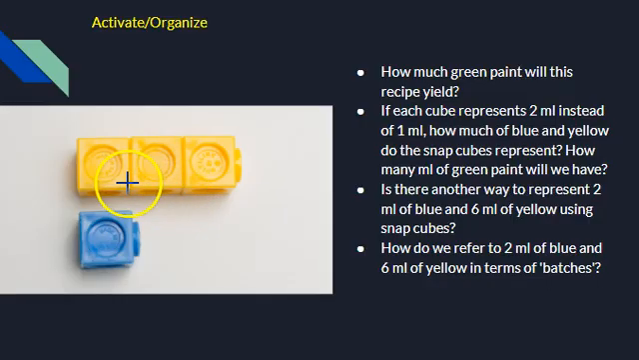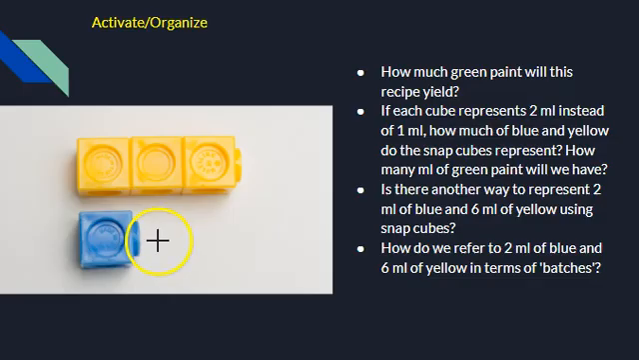What about if each cube is 2 milliliters? How many milliliters of paint do we make that way? Well, let's see. I'd have 2, 4, 6, 8. 8 milliliters. Why is that? Well, each one of those being worth 2 would give us a total of 8 at the end. Is there another way that I could do this to show 2 milliliters of blue and 6 milliliters of yellow? Well, I could get a total of 6 yellow and a total of 2 blue if I wanted to do it that way.